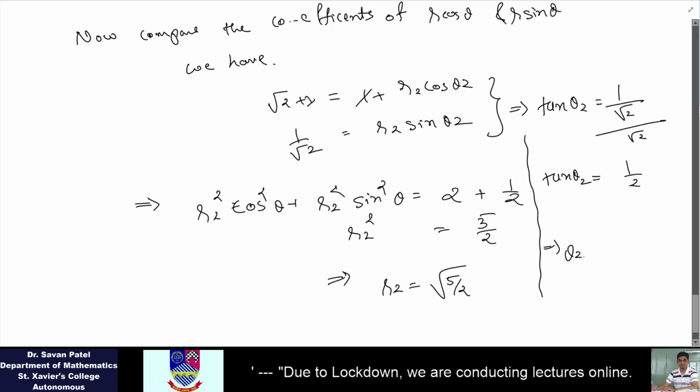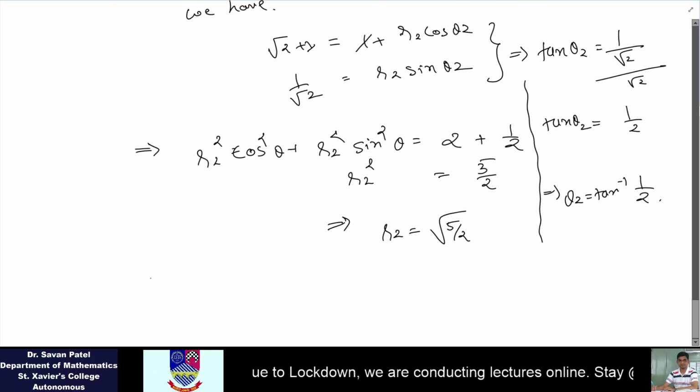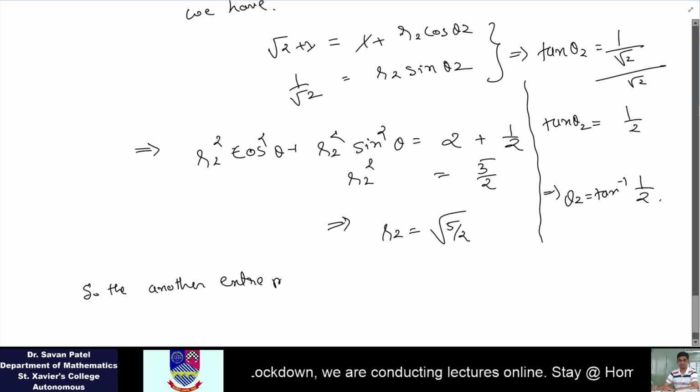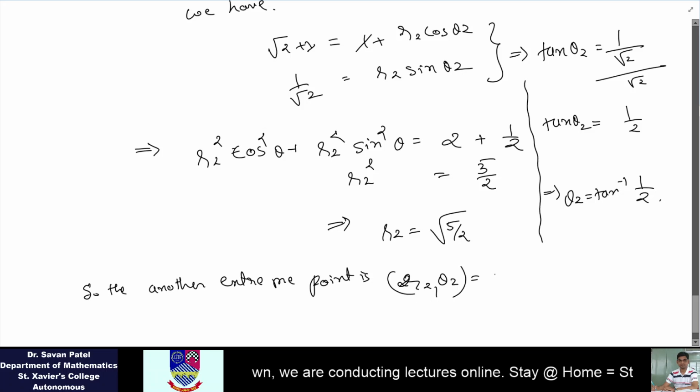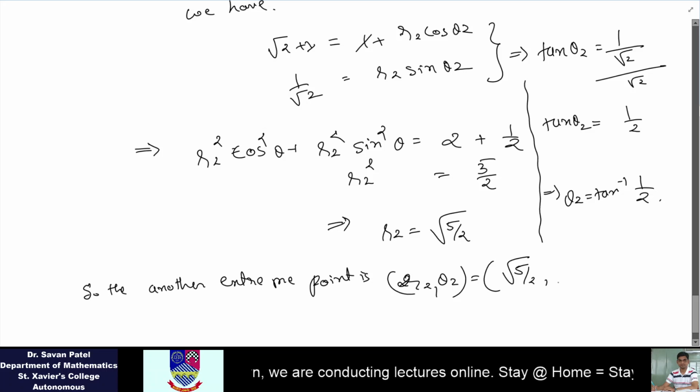And that implies theta 2 is tan inverse 1 by 2. Okay, so we have to find the extreme point. Another extreme point is r2 theta 2, that is root pi by 2, tan inverse 1 by 2.